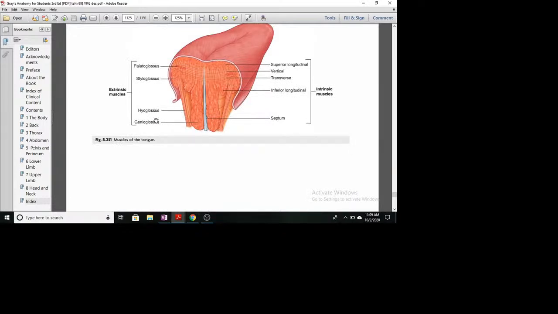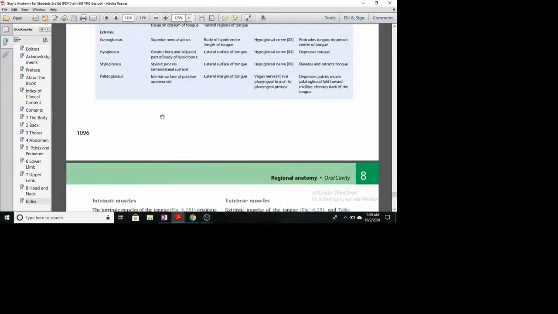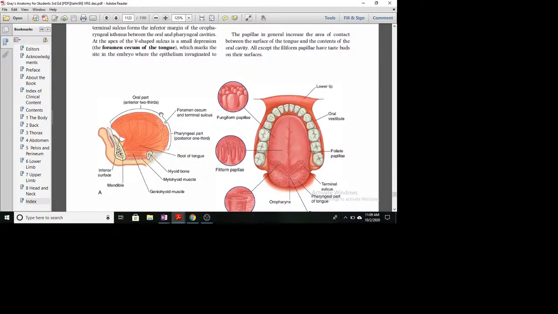Palatoglossus, styloglossus, hyoglossus, genioglossus. Okay, root of the tongue. This is the root of the tongue. Okay, inferior surface of the tongue. Obviously, mandible. Oh yeah, it is the mandible. Genio-hyoid muscle. Genio is actually present in the mandible. So genio-hyoid muscles of the tongue.